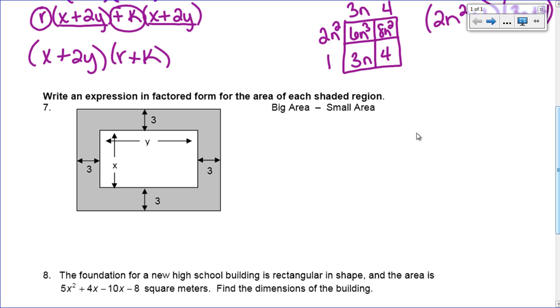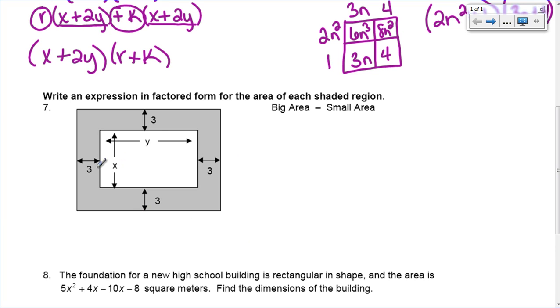Now the next question wants us to write an expression in factored form for the area of the shaded region. Well, before we can do anything, we have to find the area of the shaded region. So that's where we're going to start. This great big rectangle is the little rectangle with 6 added on each side.